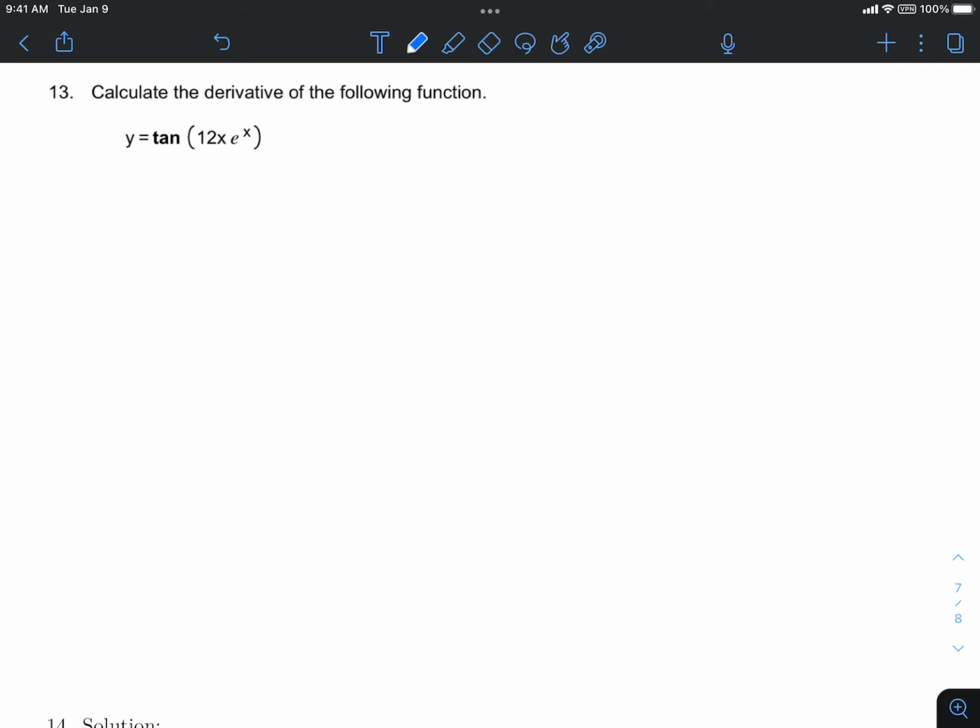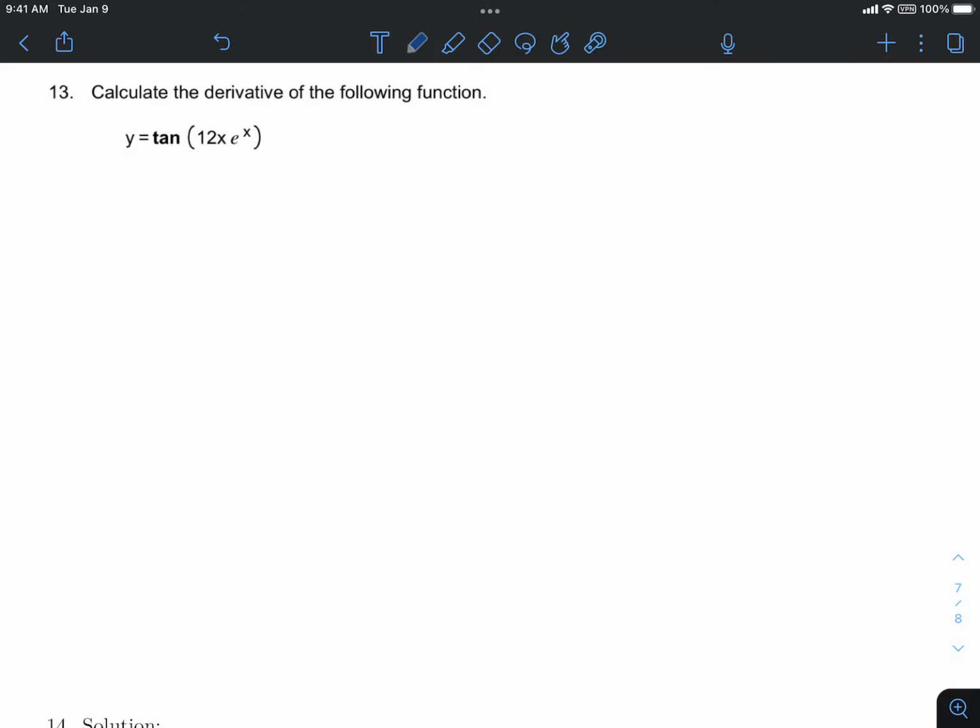Let's calculate the derivative of this function on the screen there. The first thing you've got to notice about it is that you have two functions nested, composed, right? This is the composition of tangent with 12x times e to the x. So when you plug in an x value, first you plug it into 12x e to the x. Whatever is the output of this, you take the tangent of that output. So it's two functions. We're going to have to use the chain rule.